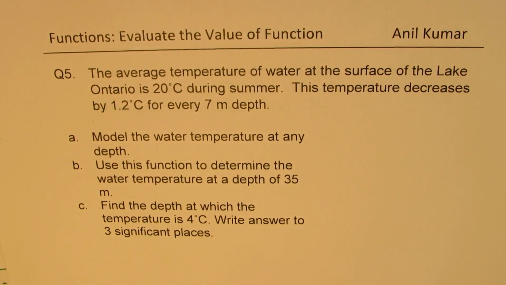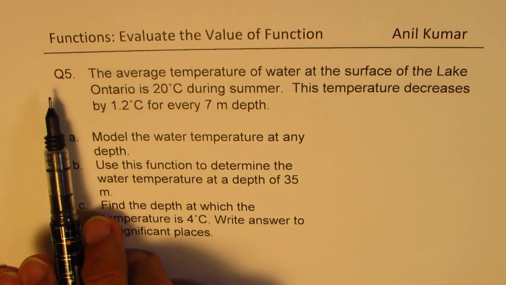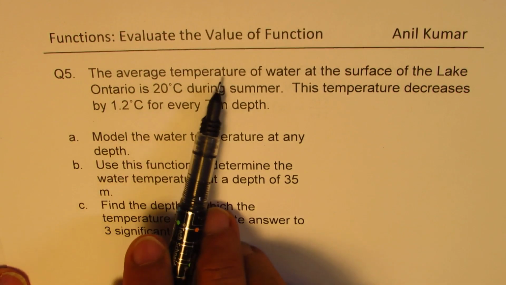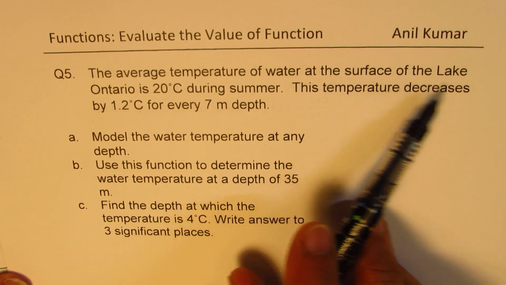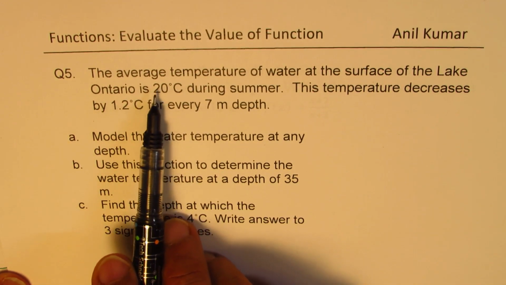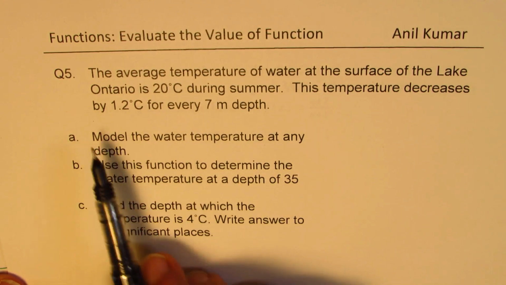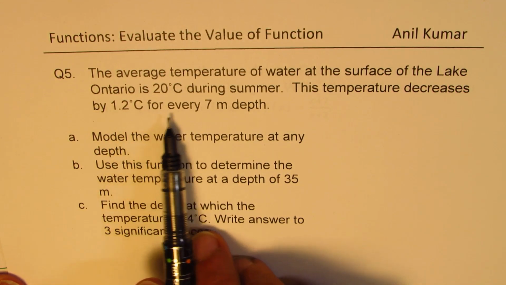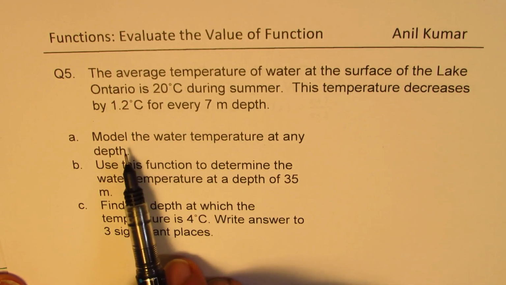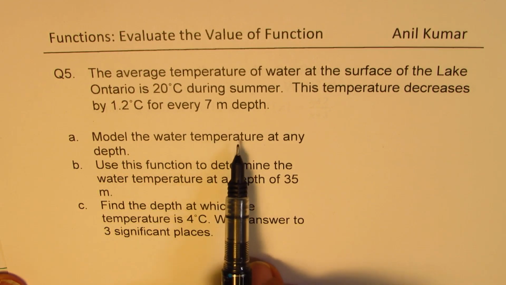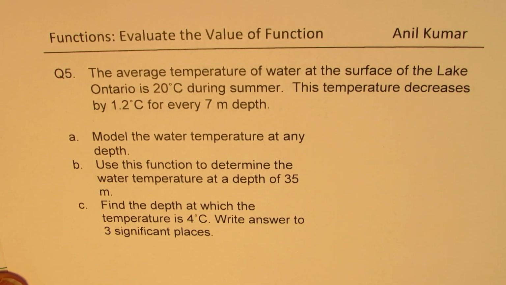Let's move on and take question number 5. This is a word problem, very interesting, and a thinking question for many test papers. Question 5 is: the average temperature of water at the surface of Lake Ontario is 20 degrees Celsius during summer. This temperature decreases by 1.2 degrees Celsius for every 7 meters of depth. Model the water temperature at any depth.